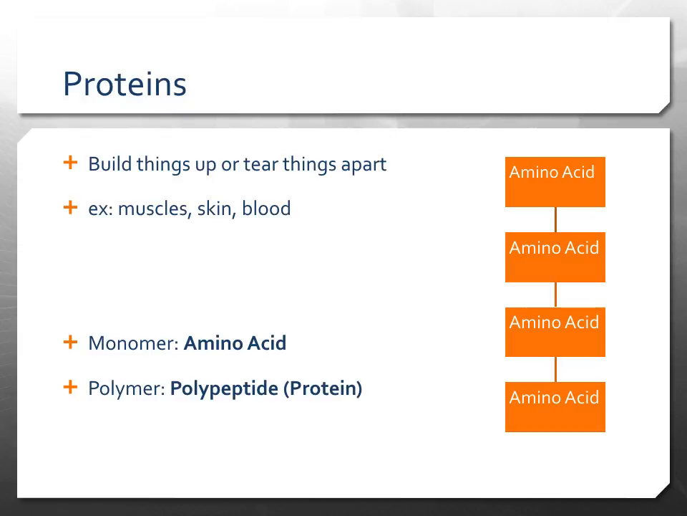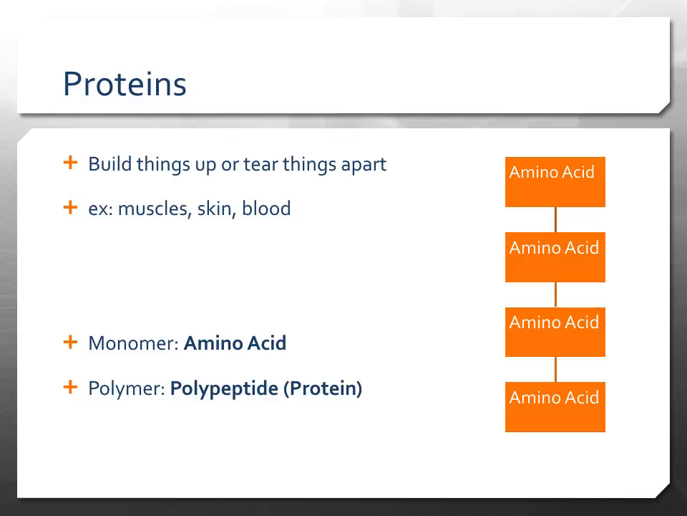What kind of things do proteins build up? They build up structures in our body like our muscles. So that's why when you think of proteins, you think of bodybuilding, because when you are building muscle, you're going to need protein, extra protein in your diet to help build your muscles. Protein also builds up our skin and our blood.